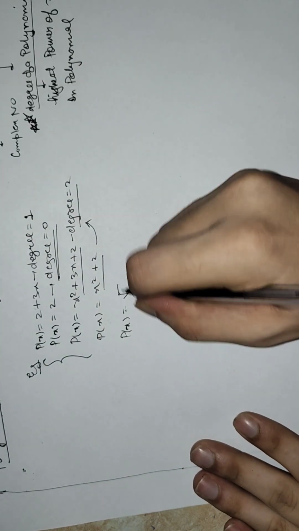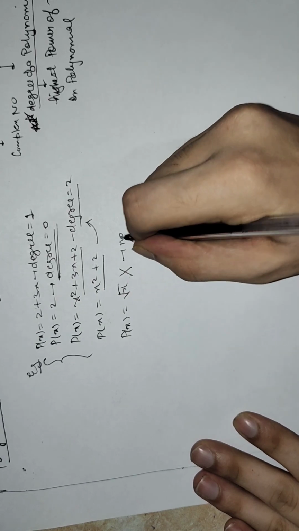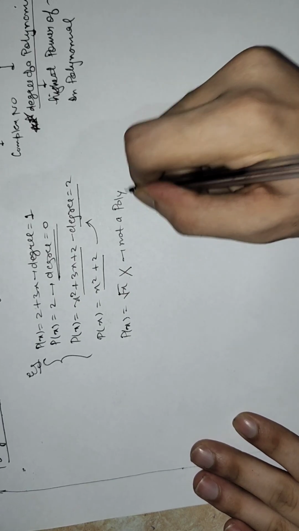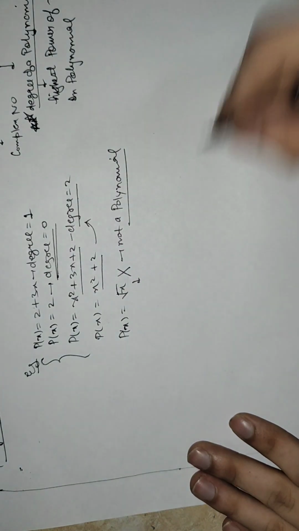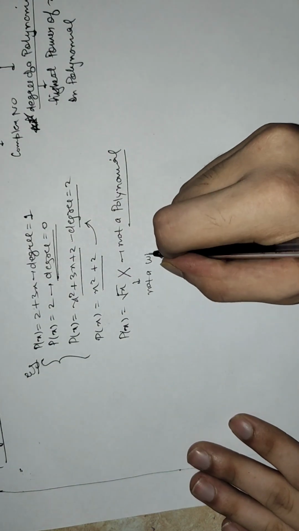P(x) = √x is not a polynomial because the power of x is not a whole number.